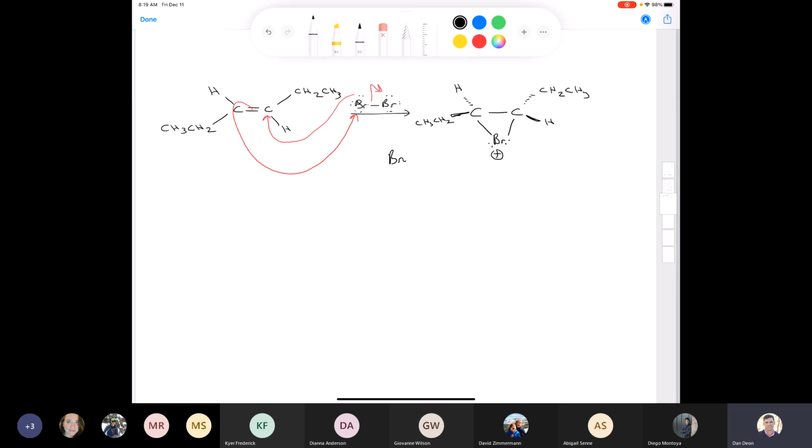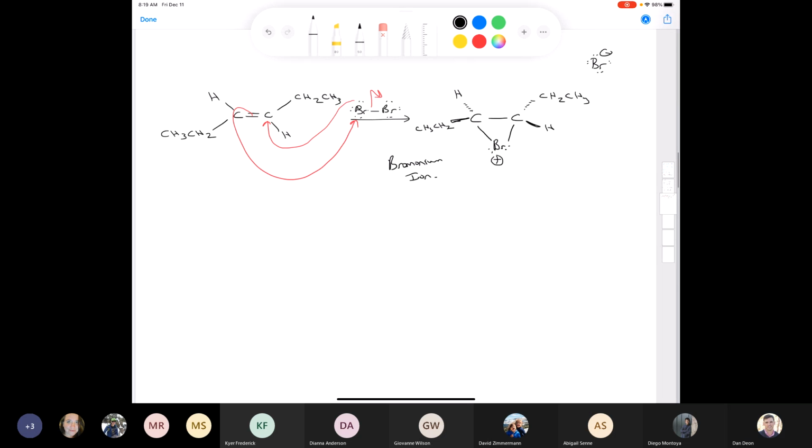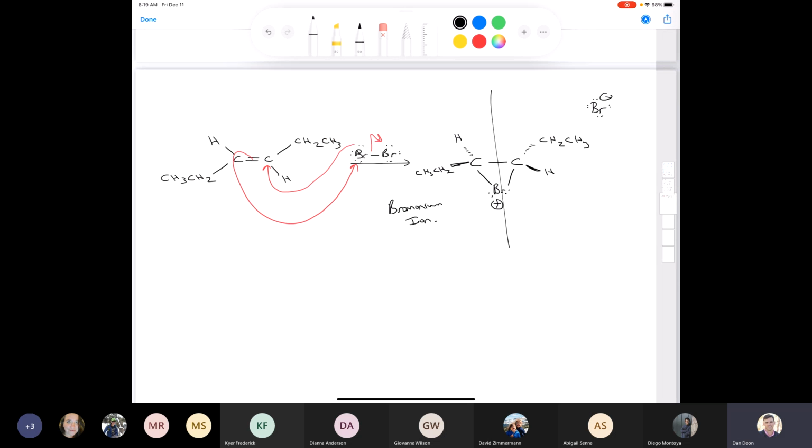And this is the bromonium ion. And what did we do? We lost bromide in the process. And now the bromide is going to come in as a nucleophile. Now, since there's a plane of symmetry through this intermediate, it doesn't matter which carbon you draw attacking.